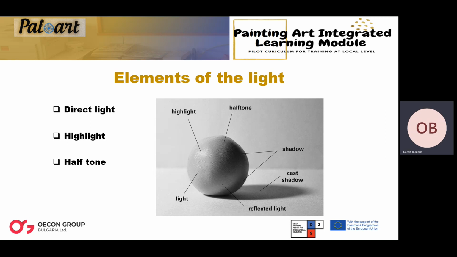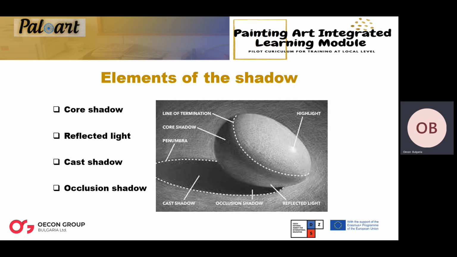The third one is the halftone. The halftone is the gradation between the direct light and the core shadow. The elements of the shadow are the following. Core shadow. The core shadow is the dark band visible where light and shadow meet. It is the point at which light can no longer reach the form to illuminate it. It is the darkest area of the shadow on the sphere, the form shadow, because it is least affected by reflected light.